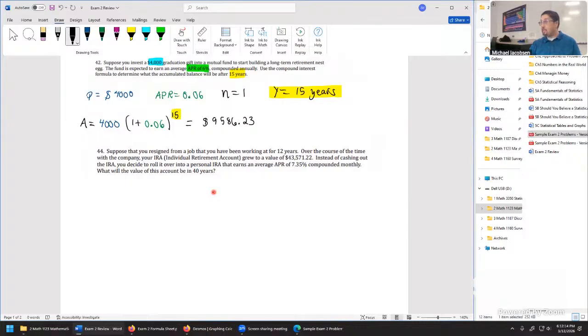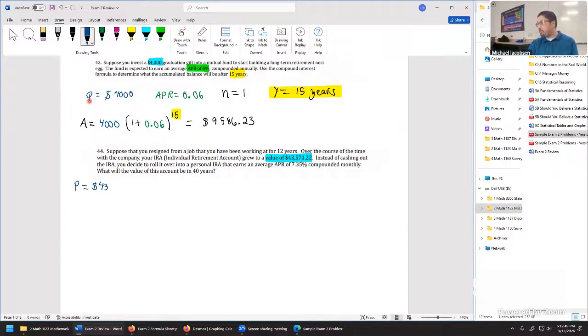First thing we need to do is determine what all the quantities are. And we have to be really careful with the context on this one. Sometimes these can be pretty tricky. For example, when it says 12 years here, well, that's not the term of the investment. That was just how long you were working with the company. So we need to skip over that value. This value right here of $43,571, that's going to be the initial investment or the principal, like in the last problem. So we're going to start there.